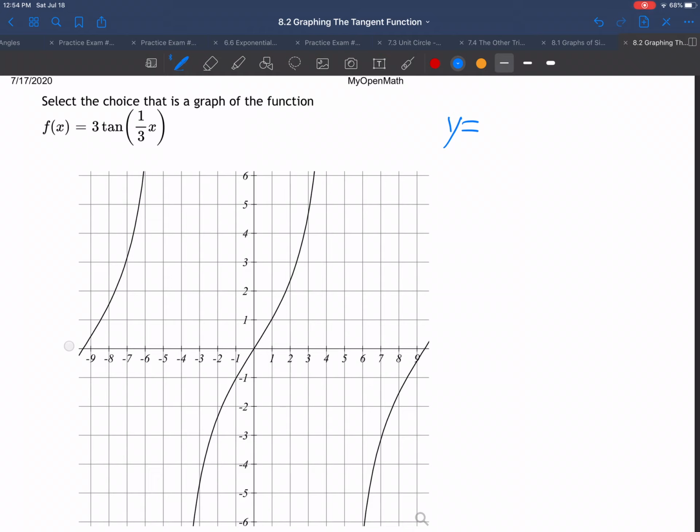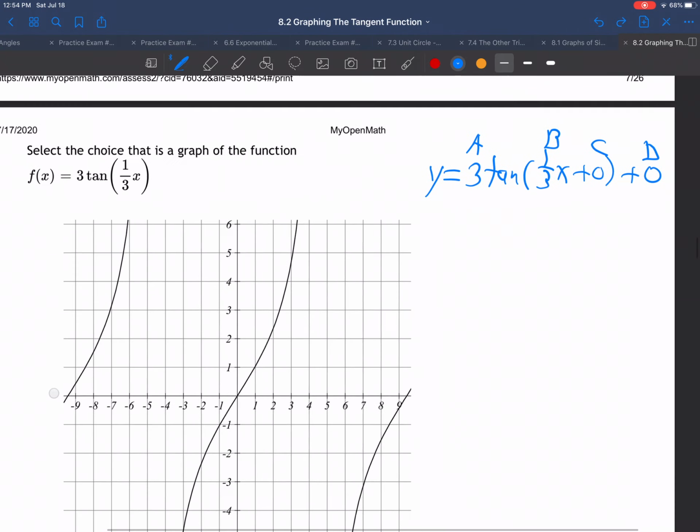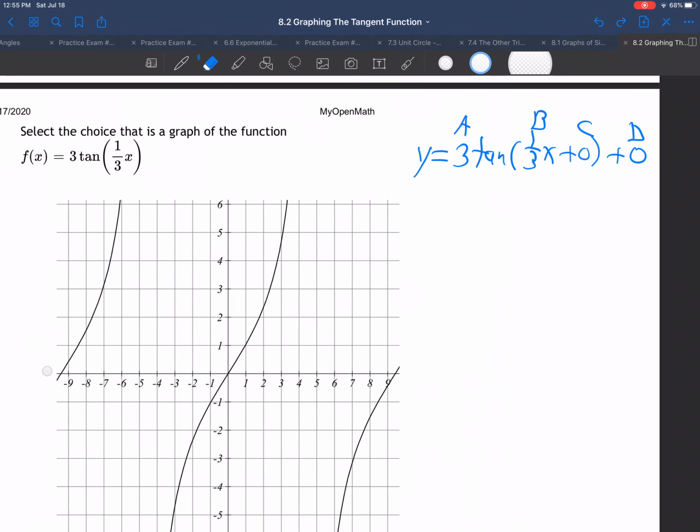Let's write it down and think about the various aspects. We have to fill it in. It's like there's a +0 there and a +0 there. That way we can identify A, B, C, and D. That doesn't change anything, right? 1/3 x plus 0 is still 1/3 x, and adding 0 out here certainly doesn't change anything. We haven't changed anything, but this way we can identify A, B, C, and D.